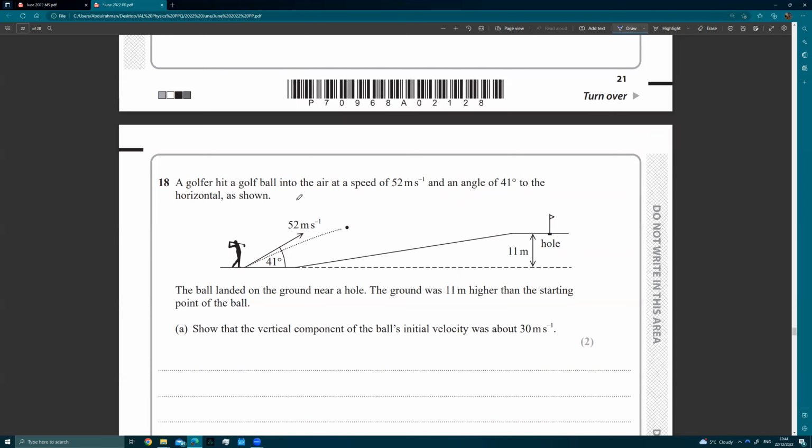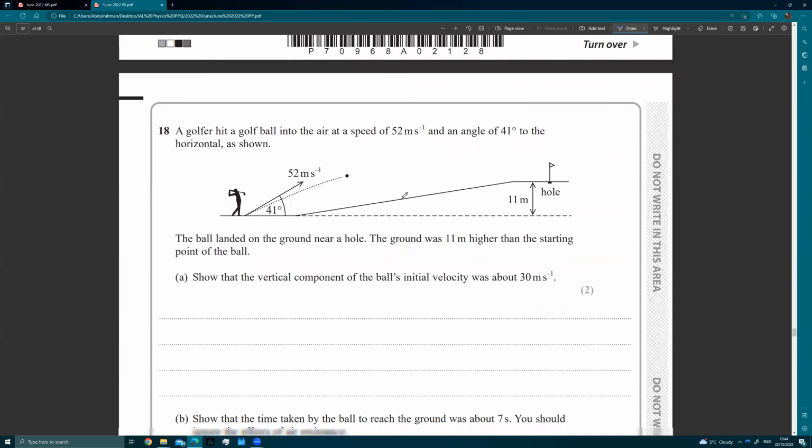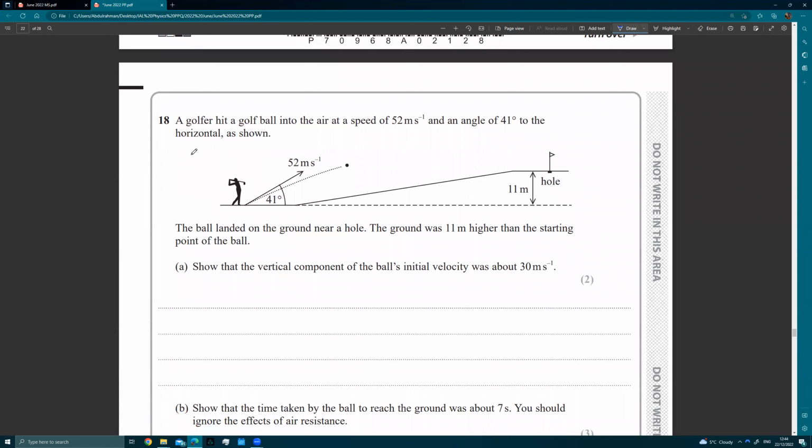A golfer hits a golf ball into the air at a speed of 52 meters per second at an angle of 41 degrees to the horizontal as shown. The ball landed on the ground near a hole. The ground was 11 meters higher than the starting point of the ball. Show that the vertical component of the ball's initial velocity was about 30 meters per second.